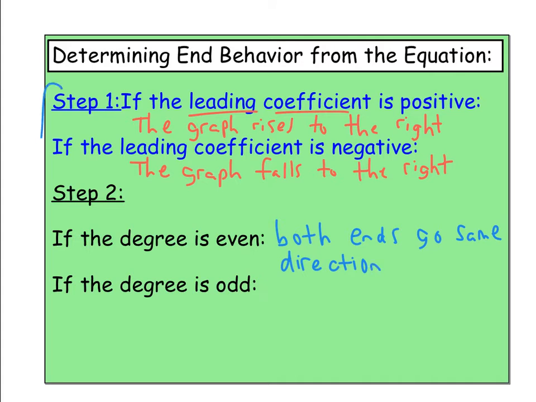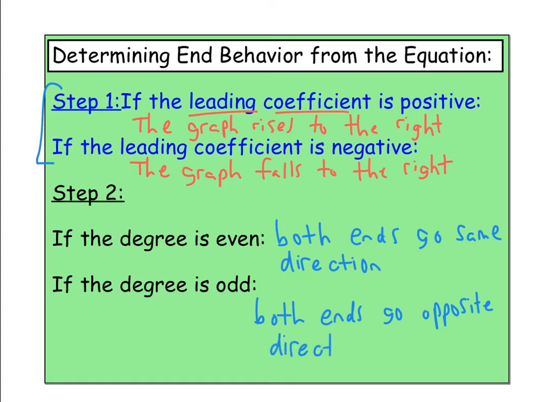Okay, so we'll do step one. We'll say, all right, what's the right side doing? If the degree is even, I know the left side's doing the same thing. If the degree is odd, both ends go opposite directions. So what this is doing is giving us a way to determine the end behavior without even having to graph anything.